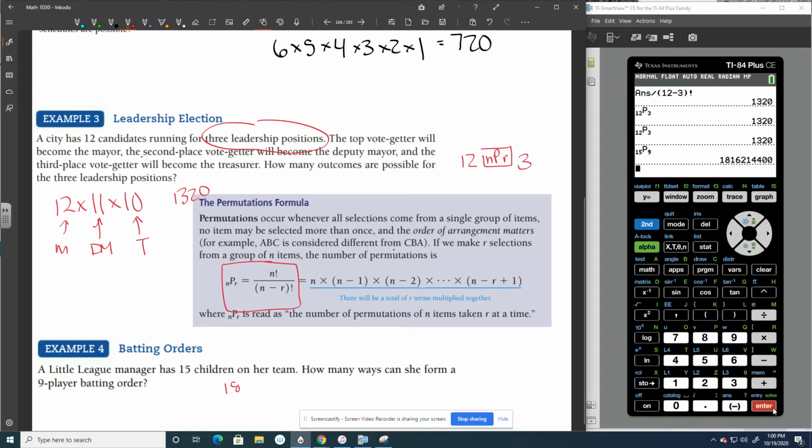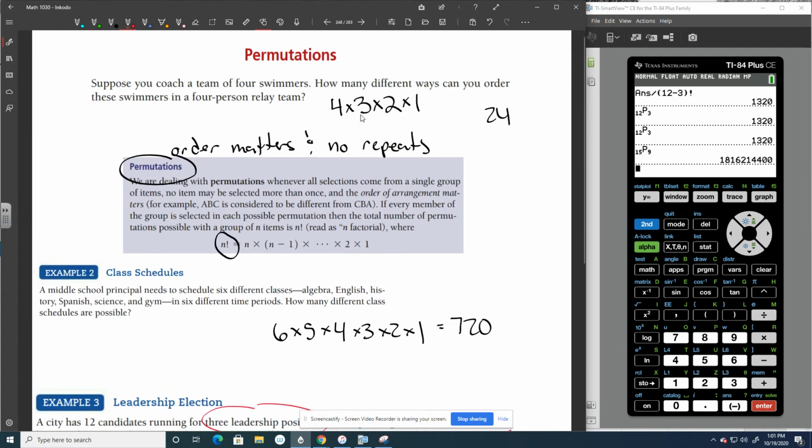What is that? 1, 8, 1, 6, 2, 1, 4, 4, 0, 0. So that's almost 2 billion different ways that she could order these children in a batting order. That's almost 2 billion different batting orders that this coach could come up with. That's a lot of batting orders, okay? So again, the order matters and there's no repeating. We would use these permutation formulas, all right?